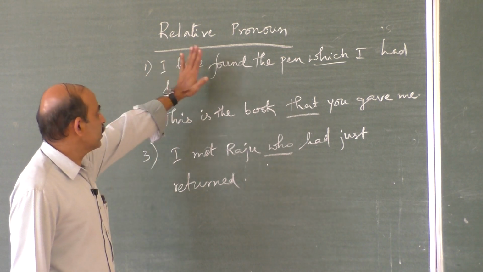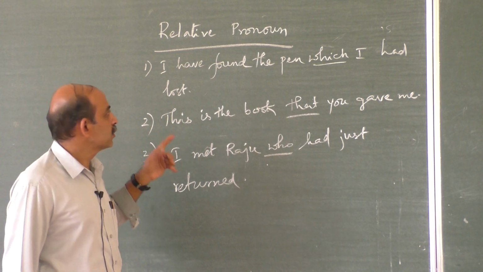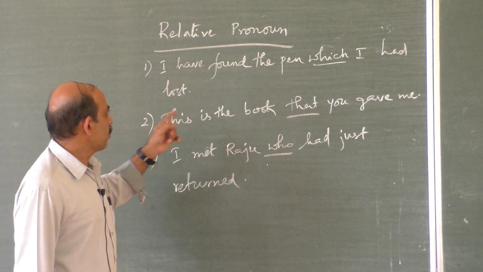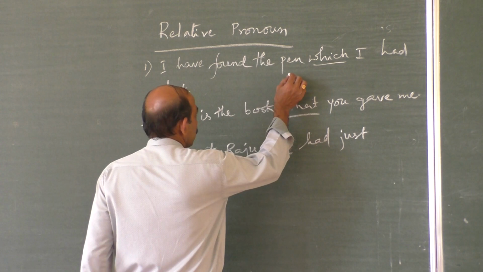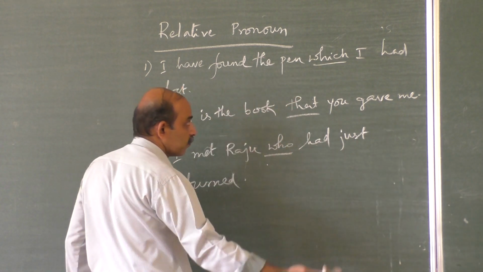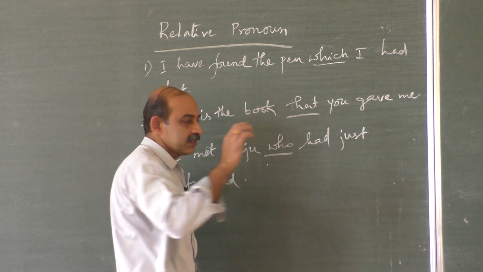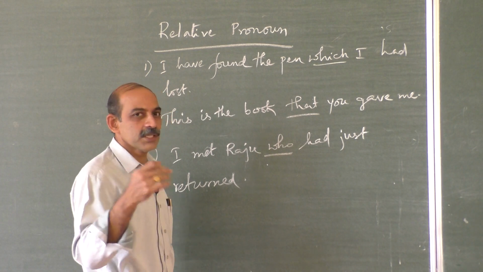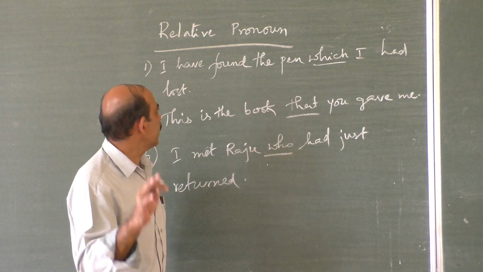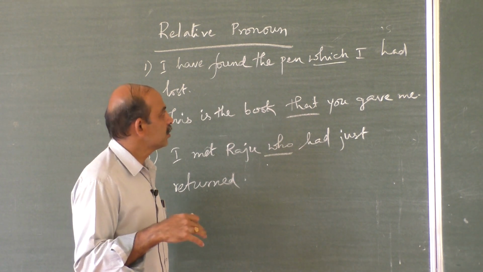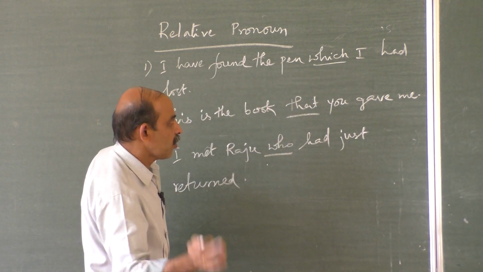Now, this is the chapter. Relative pronoun is one of the elements available under the heading pronouns. Now look at, I have found the pen which I had lost. In this sentence, if I speak of main clause and subordinate clause, for your convenience to understand, I have found the pen is a main clause, which I had lost is a subordinate clause. Main clause can also be said independent clause, which I had lost is a dependent clause.